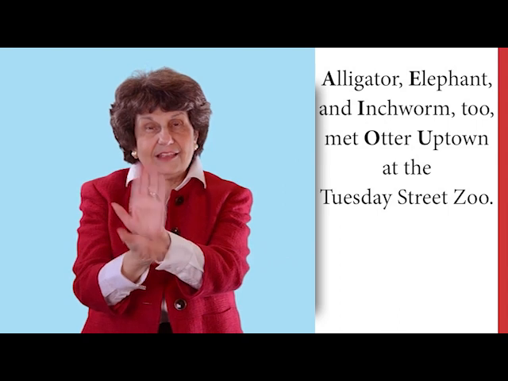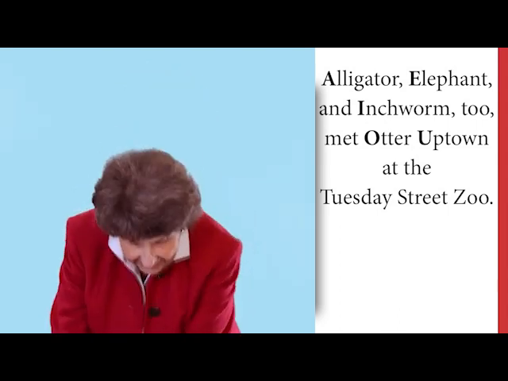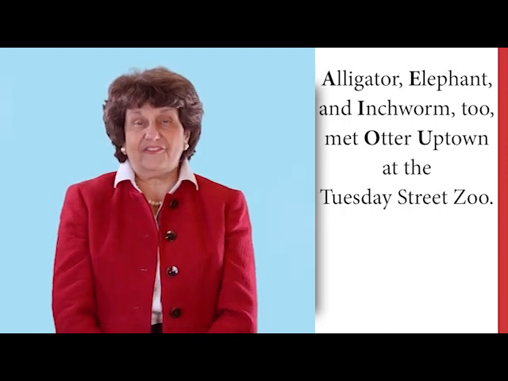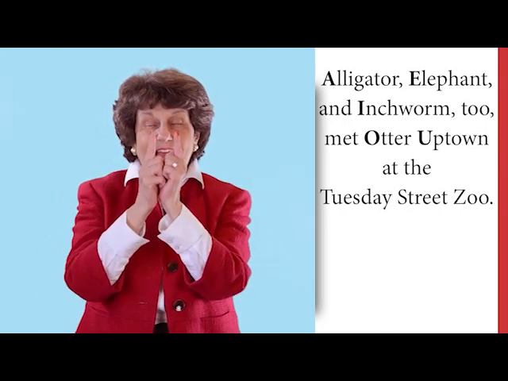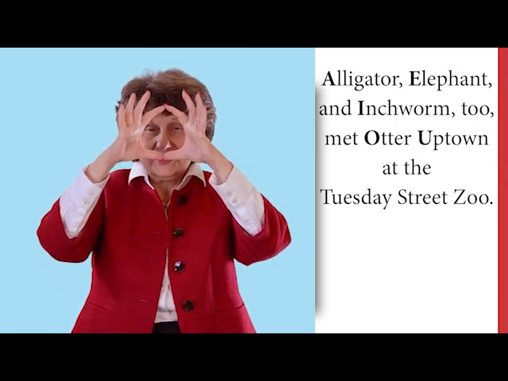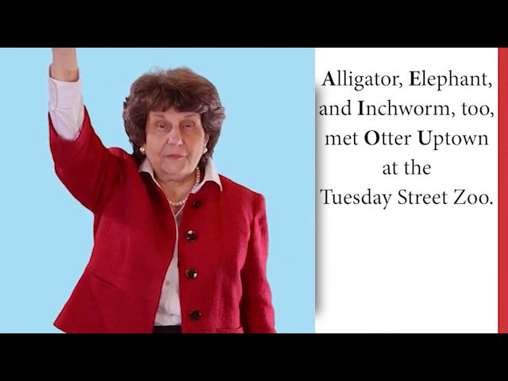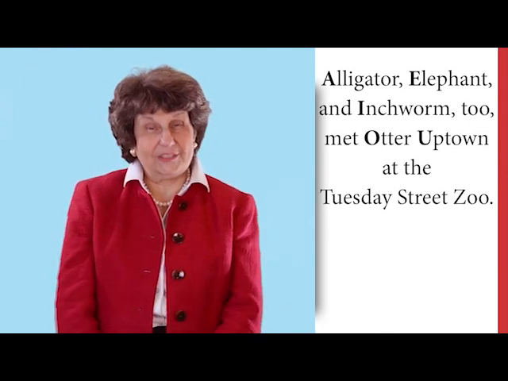The A is for alligator. The E is for elephant. Inchworm is the I. Otter is your O. U, uptown at the Tuesday Street Zoo.